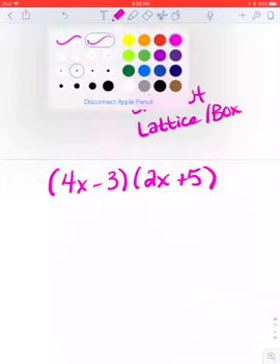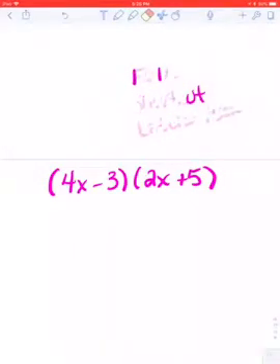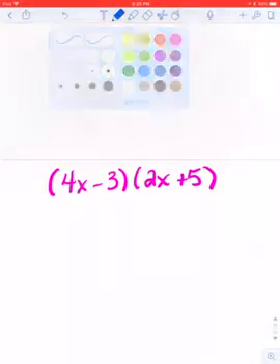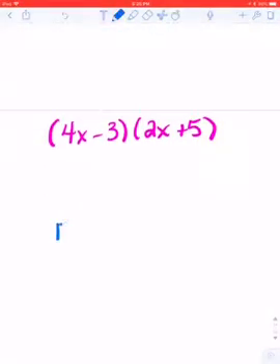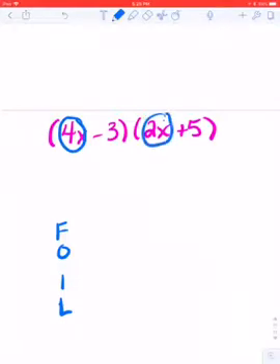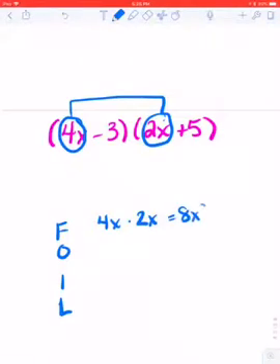So first of all, let me get rid of this just so I have some room here. I'm going to start by doing FOIL. So I know when I do this, I have to have the FOIL down the side here so I can put stuff together. So first terms are going to be those two. So 4x times 2x is 8x squared. That's my first.